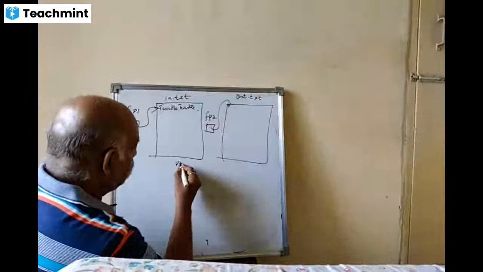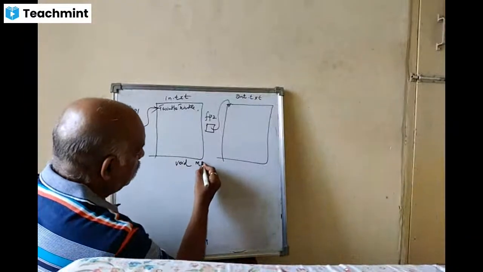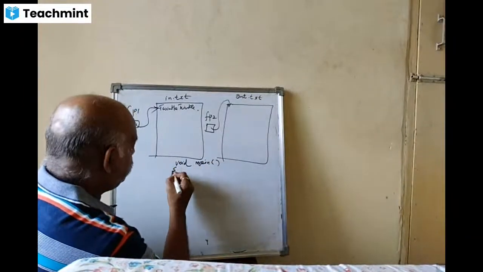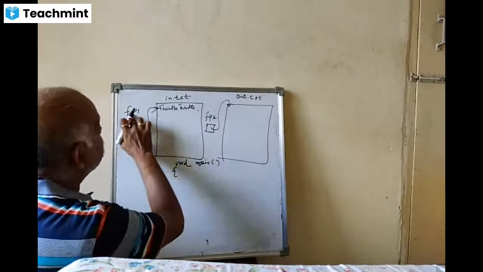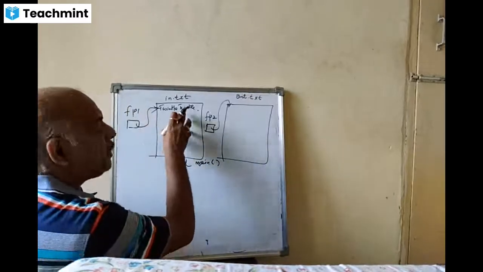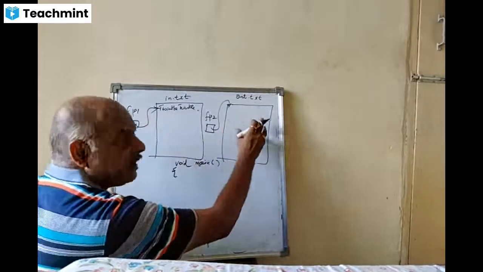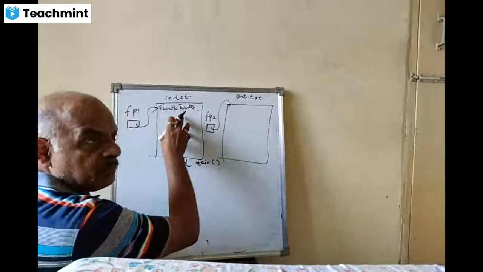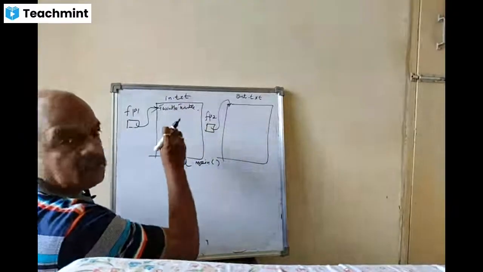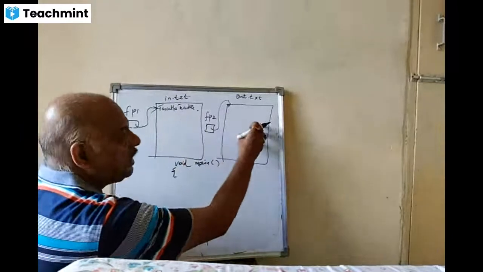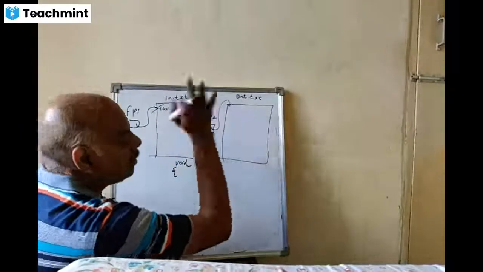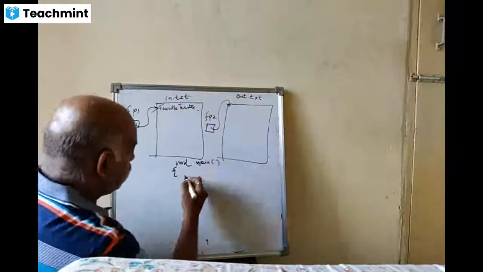So execution starts from void main. You have to declare two file pointers, FP1 and FP2. One should be open in read mode, another should be open in write mode. In read mode you read the characters, and in write mode you transfer those characters onto the output file. So two files you have to declare.